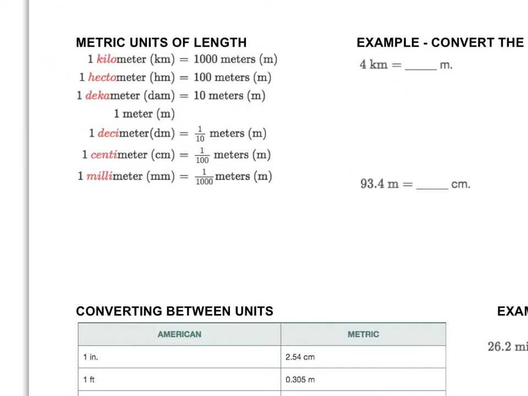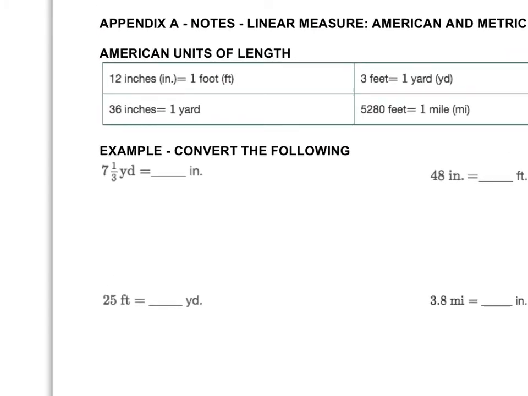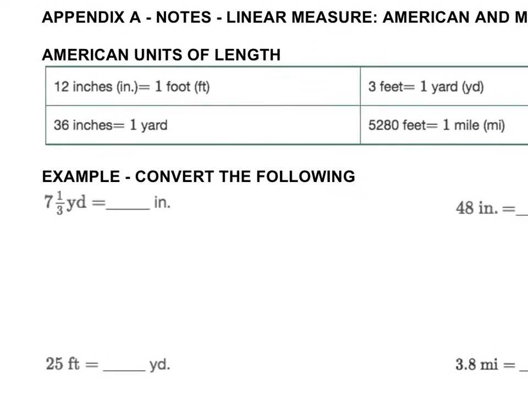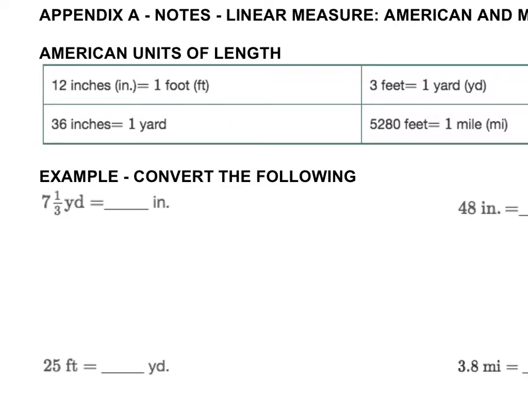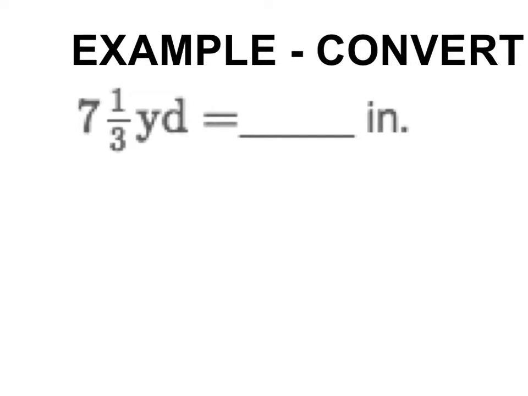One thing I like to do here is look at this, and it says, convert the following. I want to take 7 1/3 yards and convert that into inches. How many inches is that? If I have 7 1/3 yards, how far is that distance in inches? I'm going to use these conversion units. My first step when I convert from yards to inches is this.